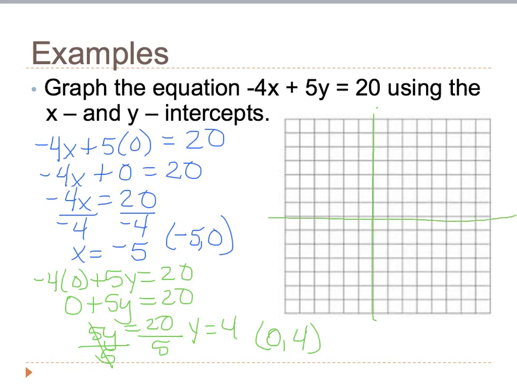Okay? So let's plot our points. First of all, I have the point negative 5, 0, 1, 2, 3, 4, 5, negative 5, 0. And then the point 0, 4. 0, 1, 2, 3, 4. And there's my line.